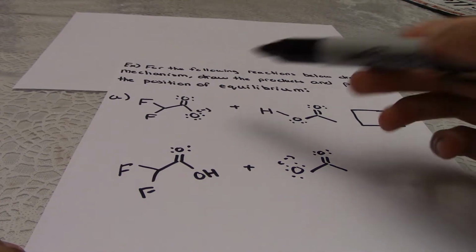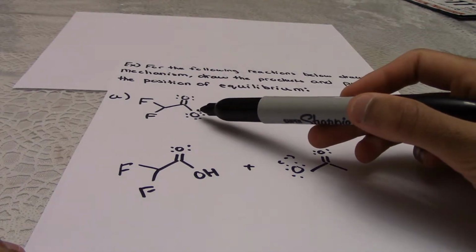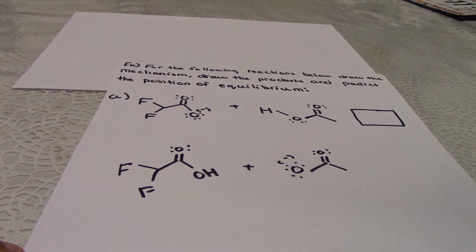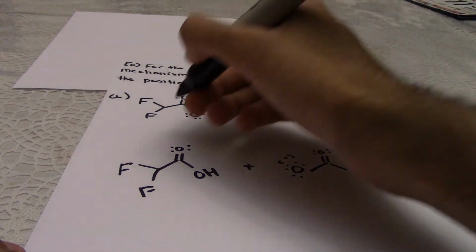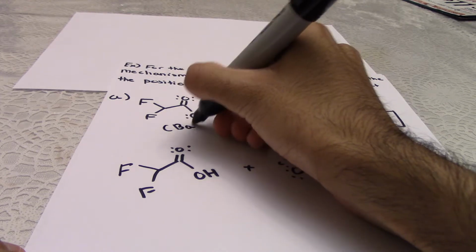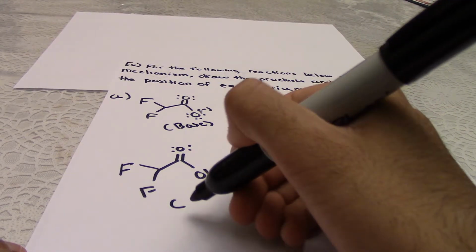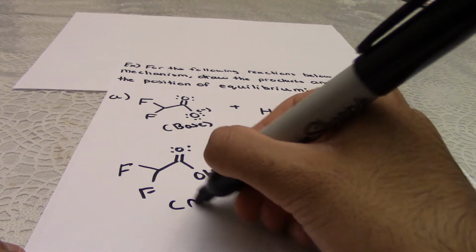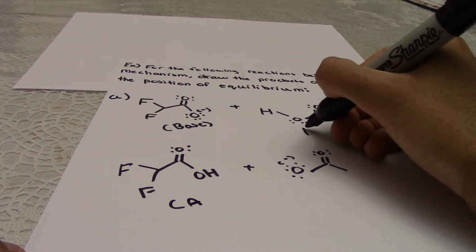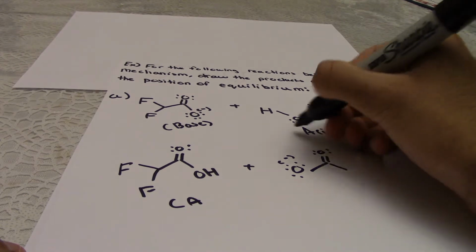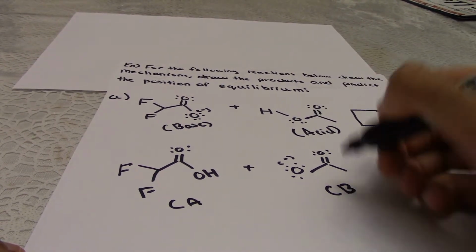So if I look over here, from here I don't have a hydrogen and then I gain a hydrogen. Well, if I'm gaining a hydrogen, I know this has to be a base, which essentially means that this has to be my conjugate acid. And that automatically tells me that this has to be my acid, and this has to be my conjugate base.